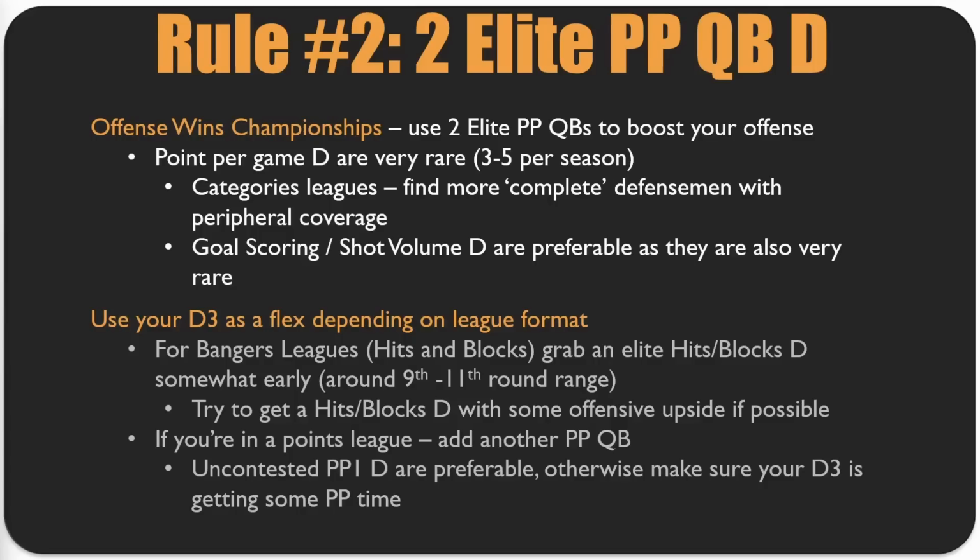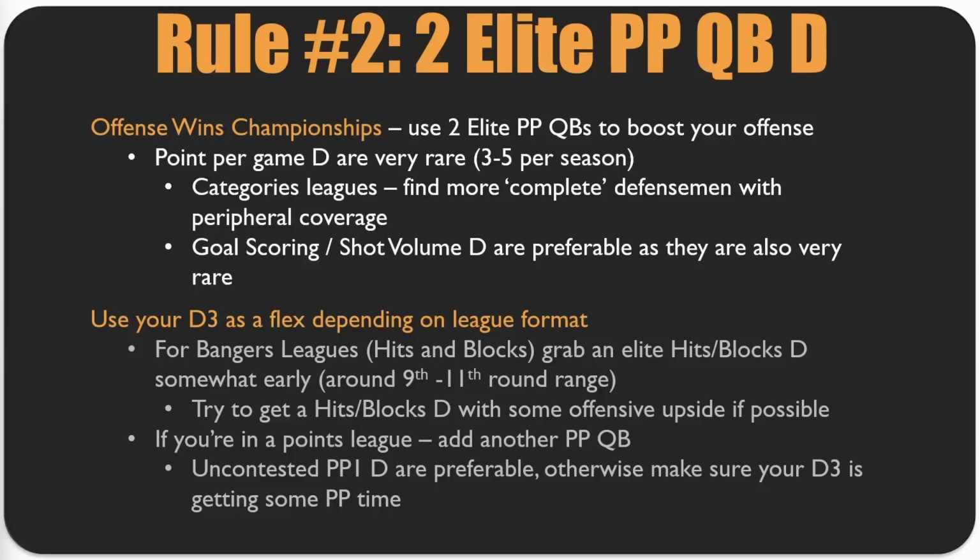For your bangers leagues, if you're in a hits and blocks heavy league, this is where I would potentially reach and grab that elite level hits and blocks D somewhat early, but try to get a hits and blocks D with some offensive upside if possible. The number one guy that comes to mind when I think of that is Mackenzie Weegar. He puts up over 2.5 hits and over 2.5 blocks per game, and he scored 20 goals last year. If you can find that, 90 ADP and beyond, that's going to add some intense value for your categories league where you're getting points for those hits and blocks, and you're also going to get some goals on top of that. If you can't get that offensive punch, you go for a guy like Darnell Nurse or Jacob Trouba.